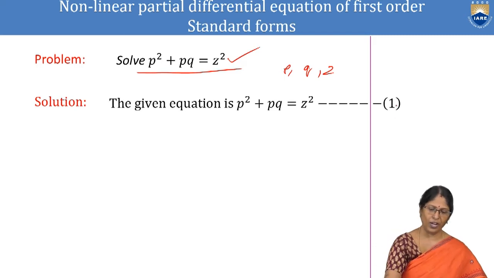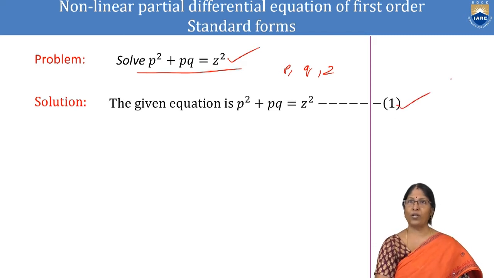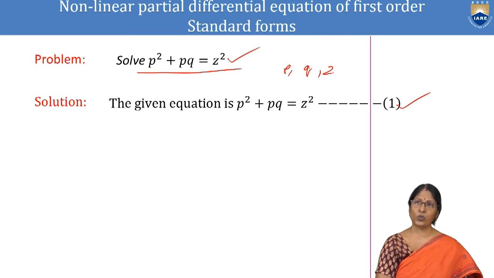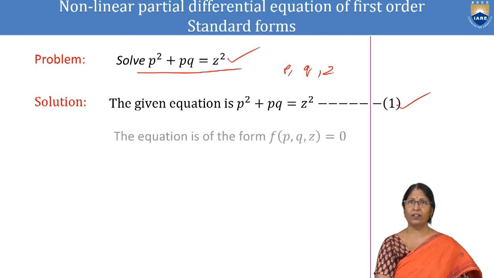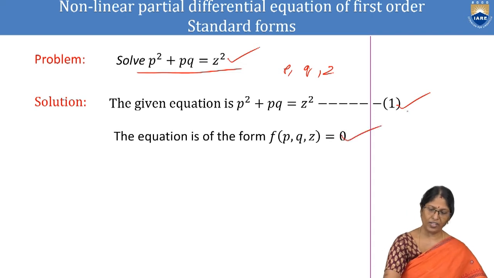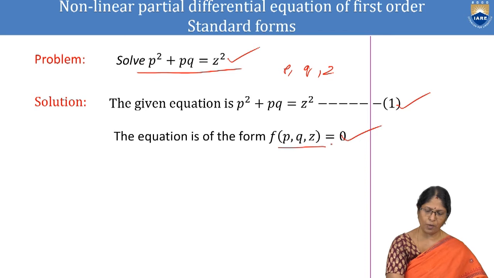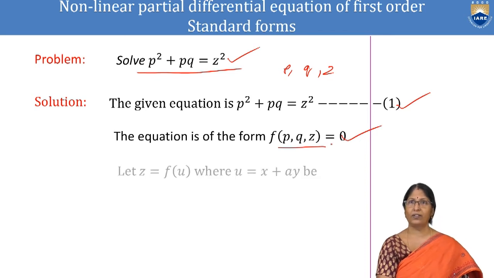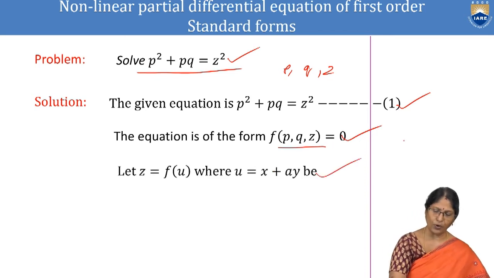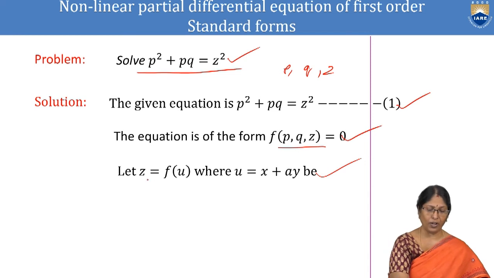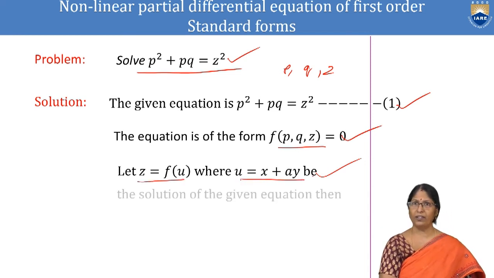The given equation is our problem, what we have to solve, mentioned here as equation 1. We have noticed that the equation has only p, q, z. Then the steps we know: z = f(u), u = x + ay.